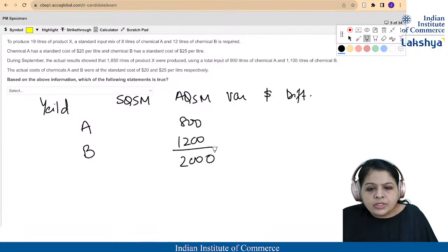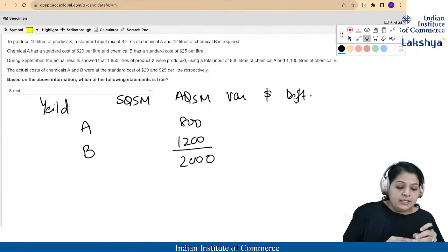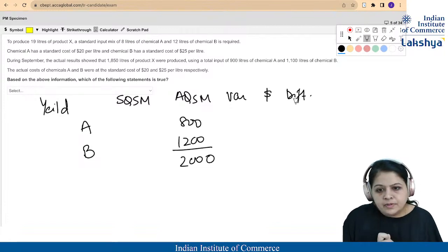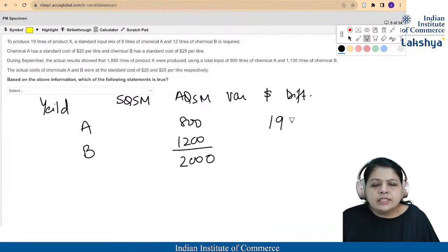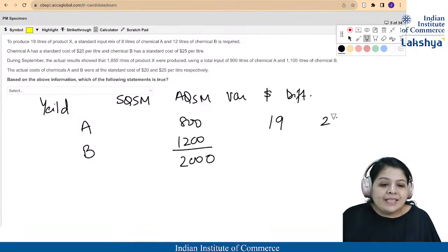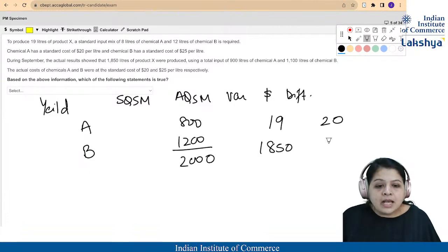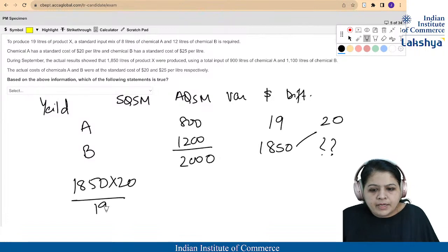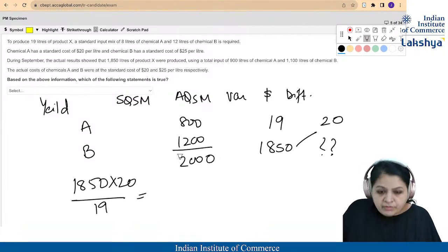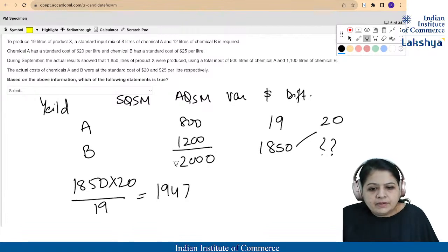Now, when we talk about the yield, we need to use a little logic here, right? Normally what happens is when 19 liters is to be produced, 20 liters of raw material is required. So if 1850 liters are produced, how much raw material has been required? We're just going to cross multiply that. 1850 into 20 divided by 19 gives you a value of 1947.